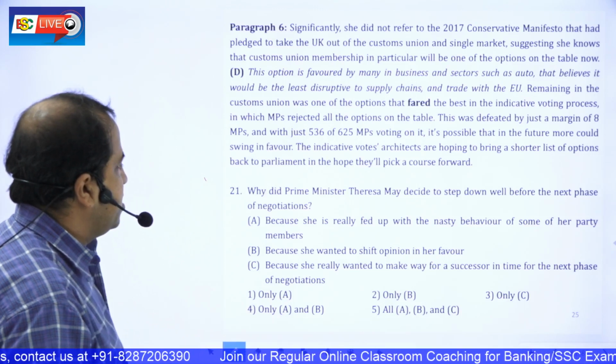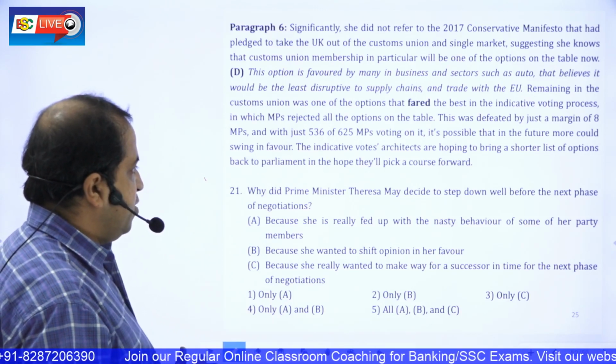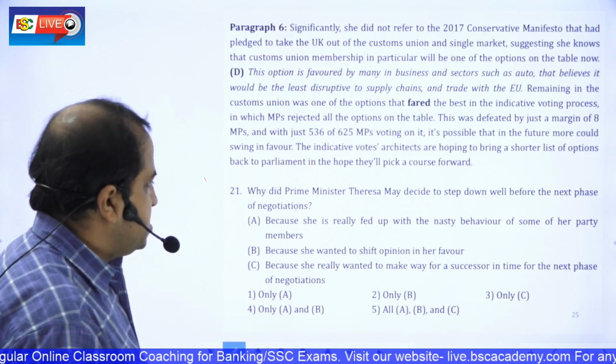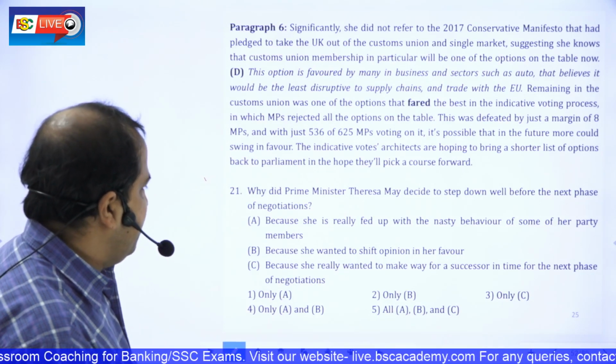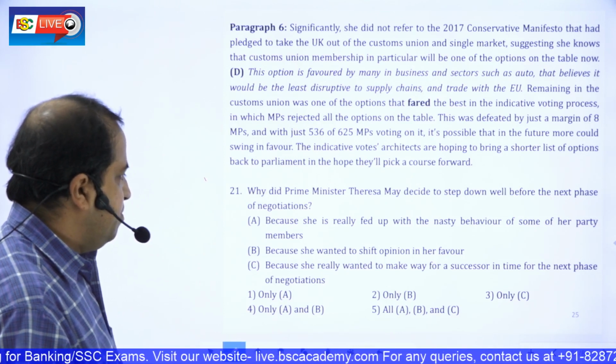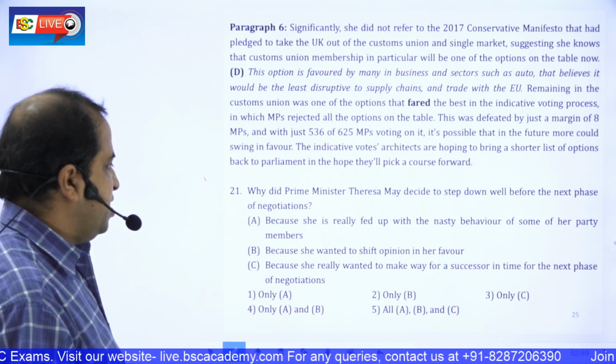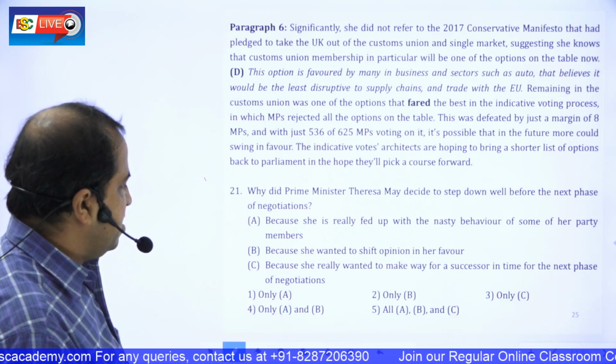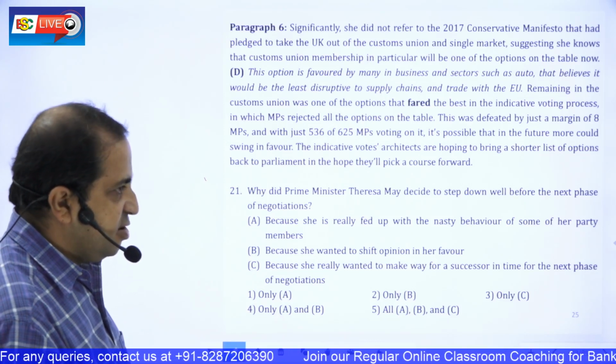Why did Prime Minister Theresa May decide to step down well before the next phase of negotiations? A, because she is really fed up with the nasty behavior of some of her party members. B, because she wanted to shift opinion in her favor. C, because she really wanted to make way for a successor in time for the next phase of negotiations.